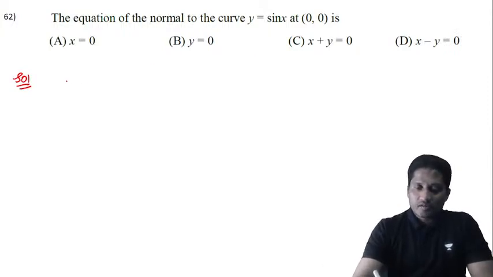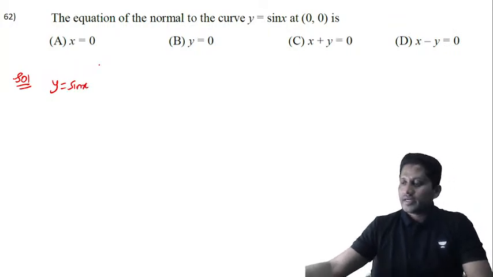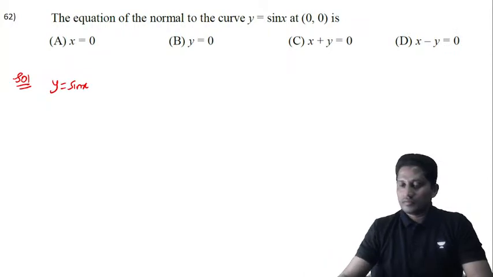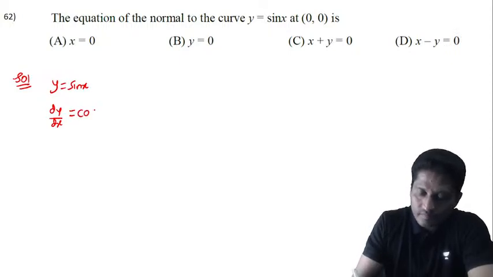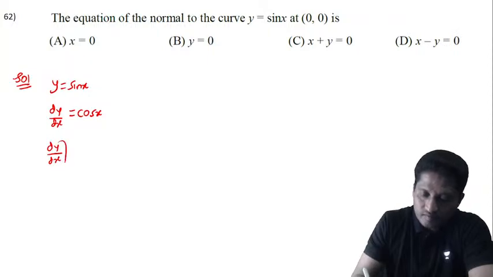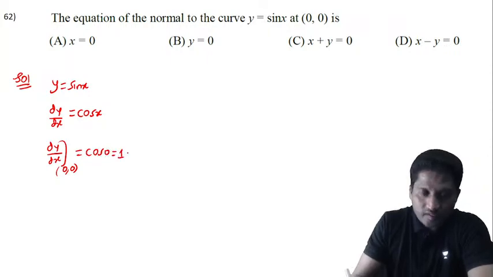If I differentiate y is equal to sin x, I get dy by dx is equal to cos x. Now dy by dx at 0 comma 0 will be equal to cos 0, which is equal to 1, and that's equal to m.